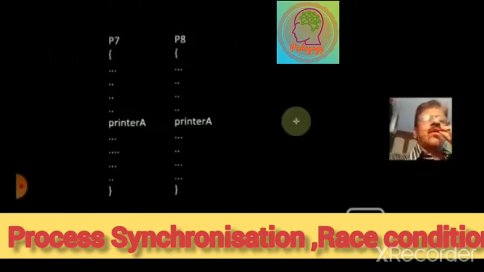And this condition is also known as race condition. Whenever the common shared portion is contended for by two processes, then this is known as race condition.